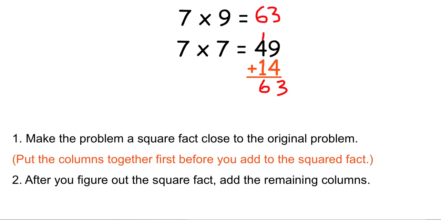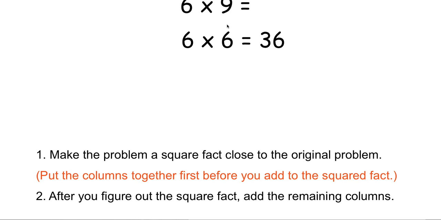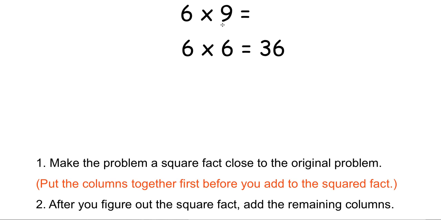And I think we're on our last one here. 6 times 9. What are we going to use for the square? That's right, we want to use 6 times 6, which equals 36. And the difference between the columns here that I used, 9 and 6, what's the difference? Yeah, 3. So I have 3 sets of 6, or 3 columns of 6 that I'm still needing to put in here. And 3 columns of 6 would be 18. And when I add that up, I get 54. And that's what the answer to 6 times 9 is.